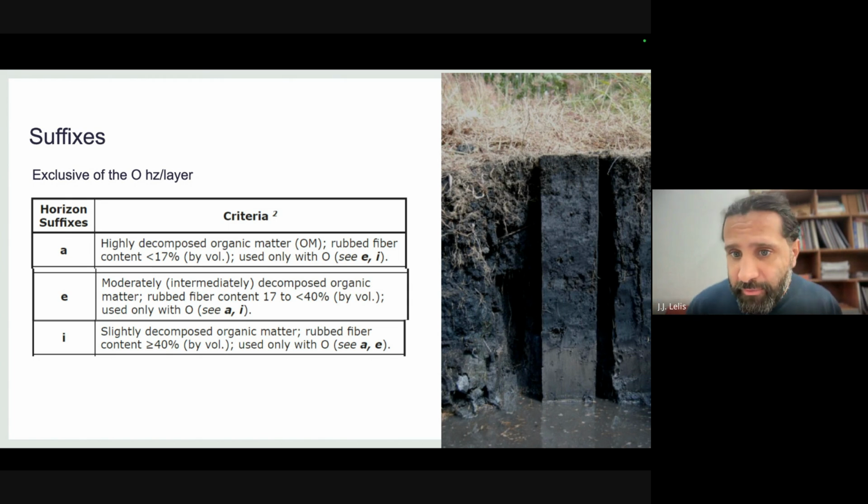So let's start with the basics, one of the easiest and simplest: the suffixes related to the O horizon.